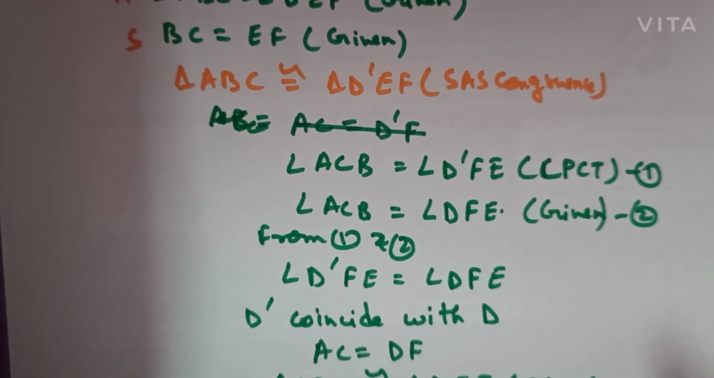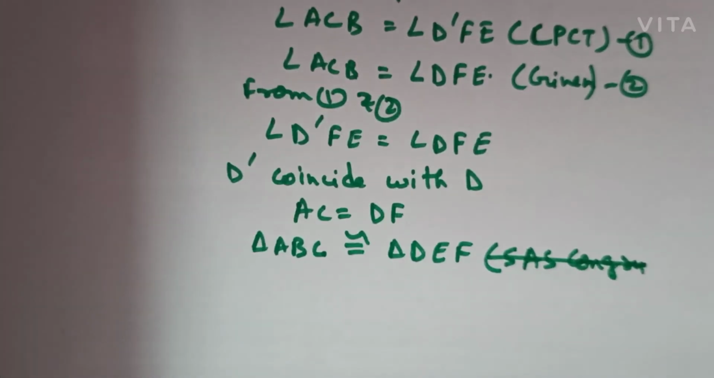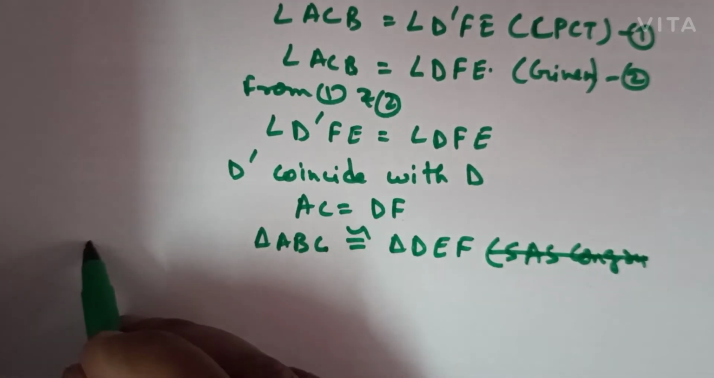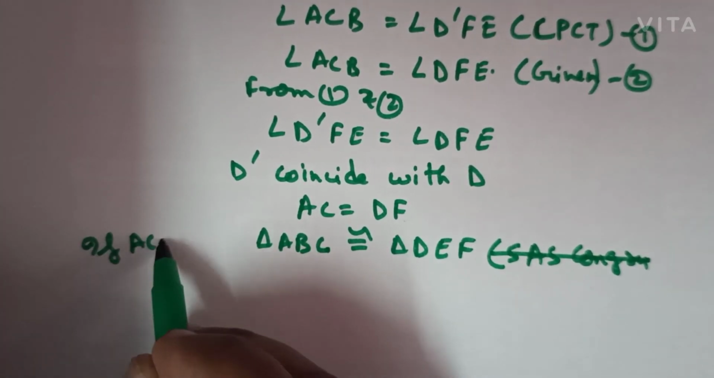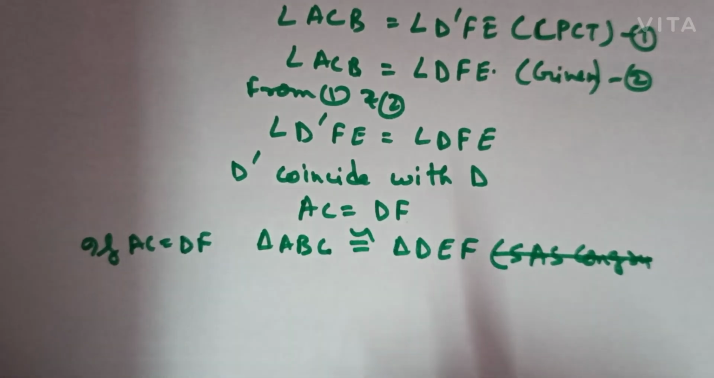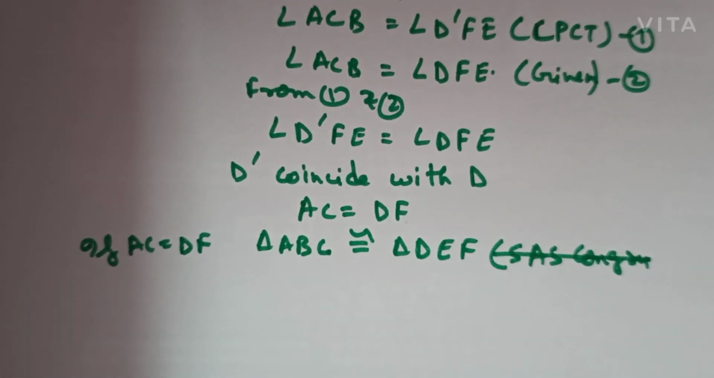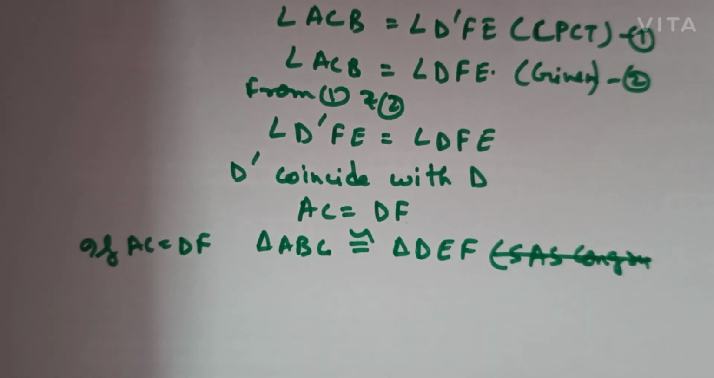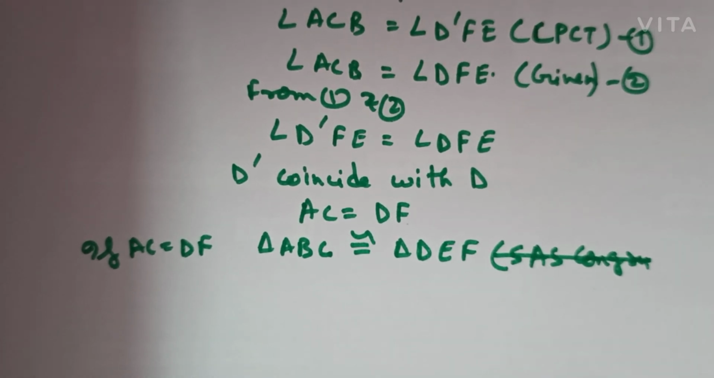Okay, understood? In all the three cases we have proved that AC is equal to DF. So if AC is equal to DF and the angles are also given equal, and the side is also given equal, one side and two angles are given equal, so by SAS congruence we can apply here, and we say that the two triangles ABC and DEF will be congruent with each other.